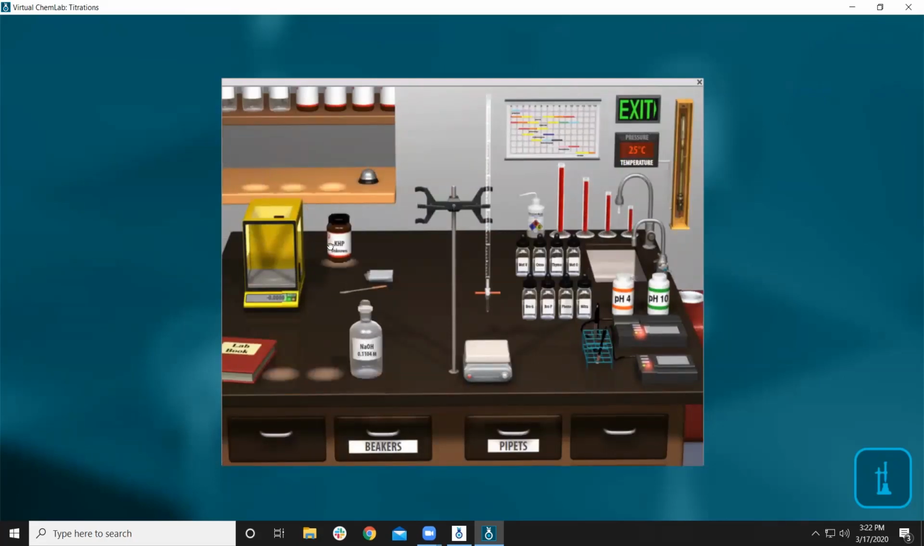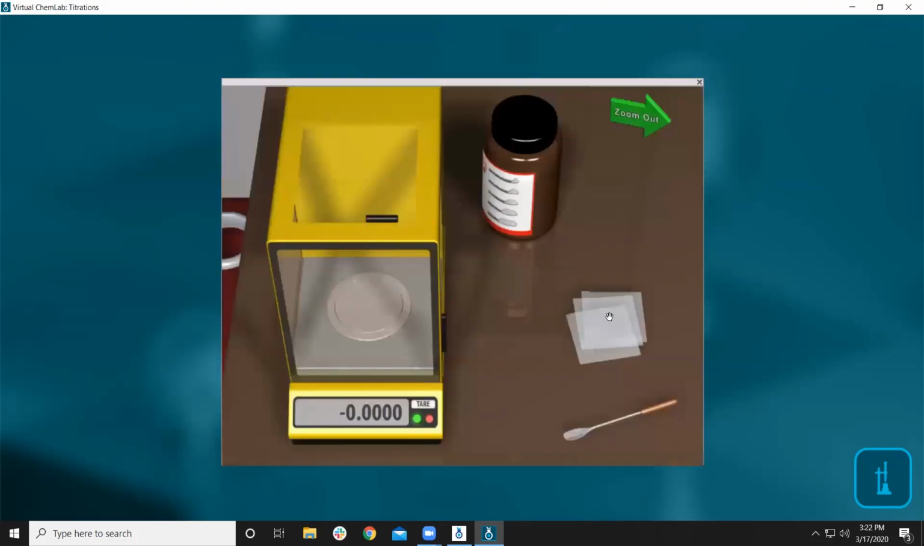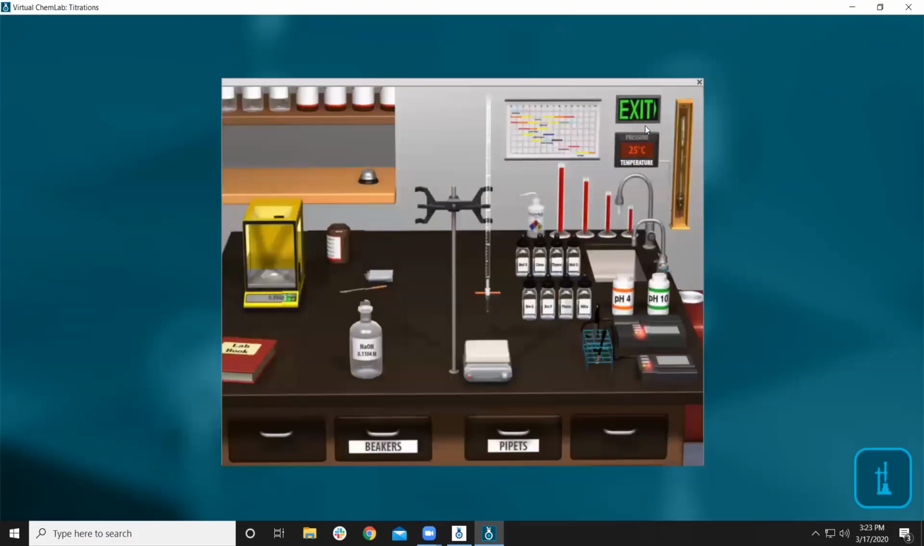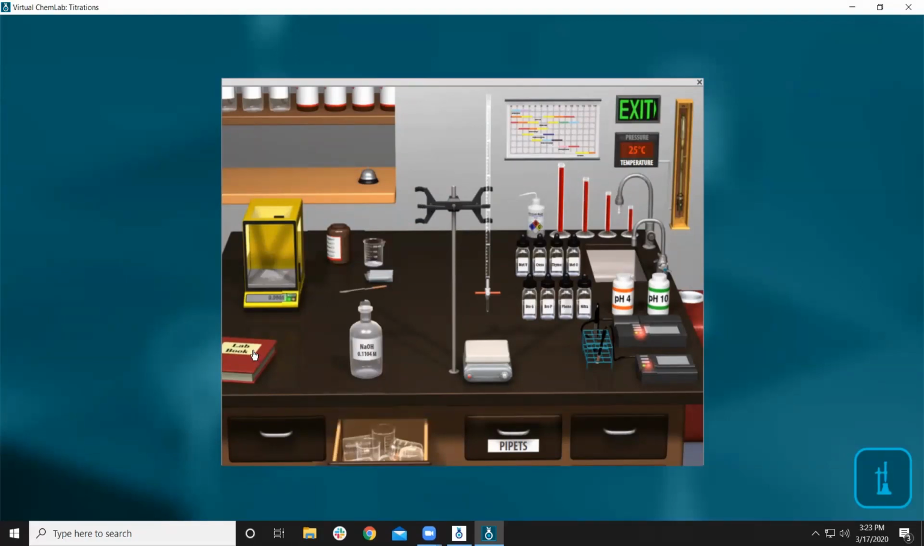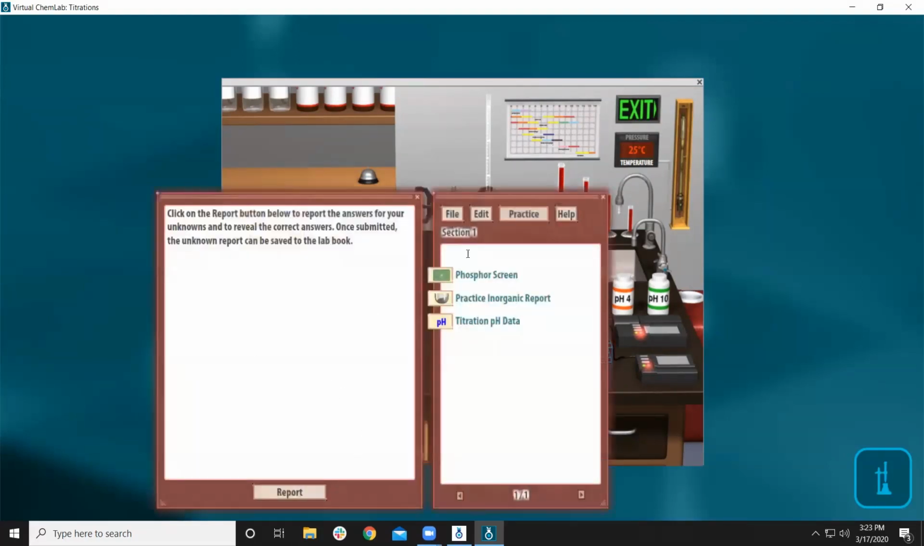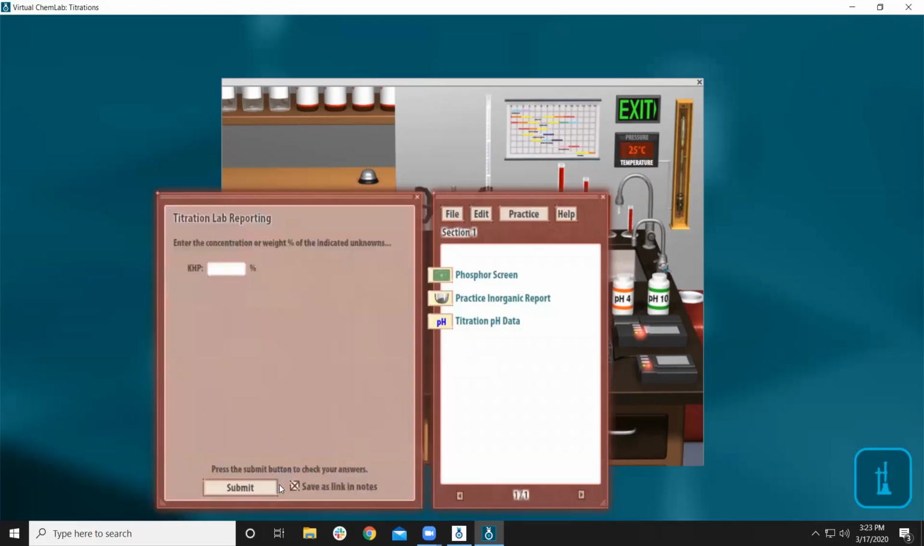So I'd have to come over here, go to my balance, put on my weight paper, tear it out, open my lid, add some amount, and, oops, I forgot my beaker, so I got to get a beaker over here. I'm not going to do it all, but you can see how they would actually go do this. And then when they're all done, you click your lab book, and you notice here that it has report, and they would just input their answer.